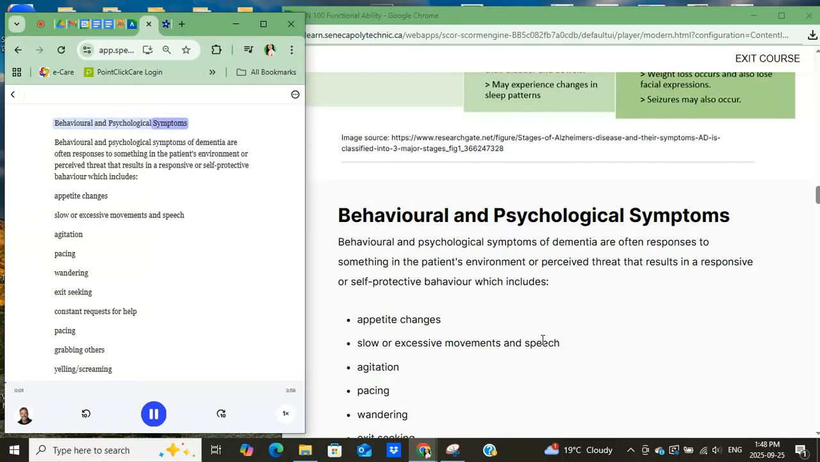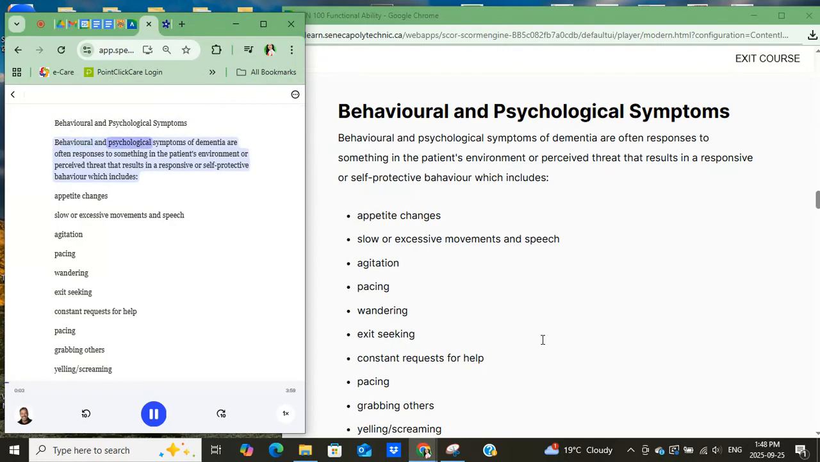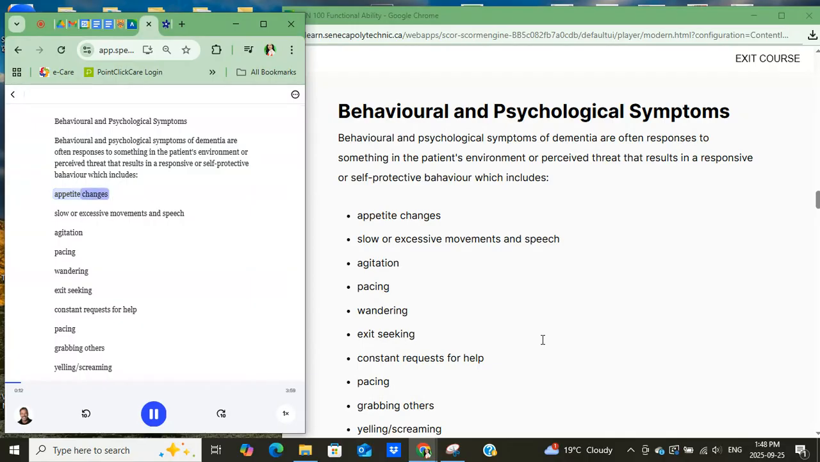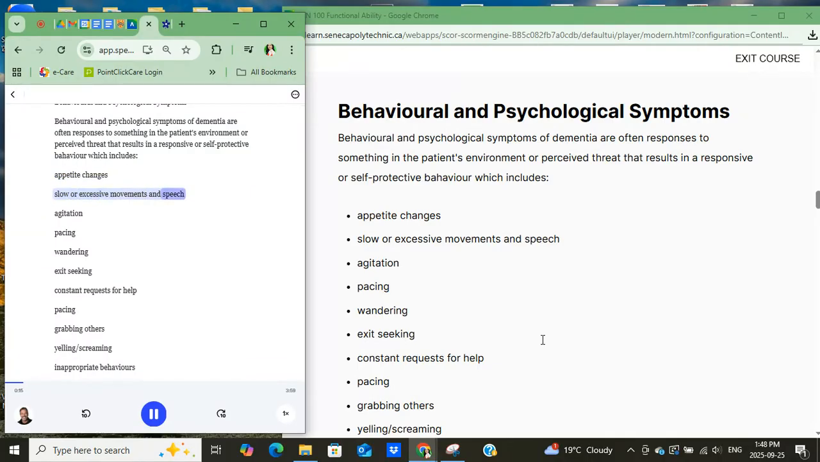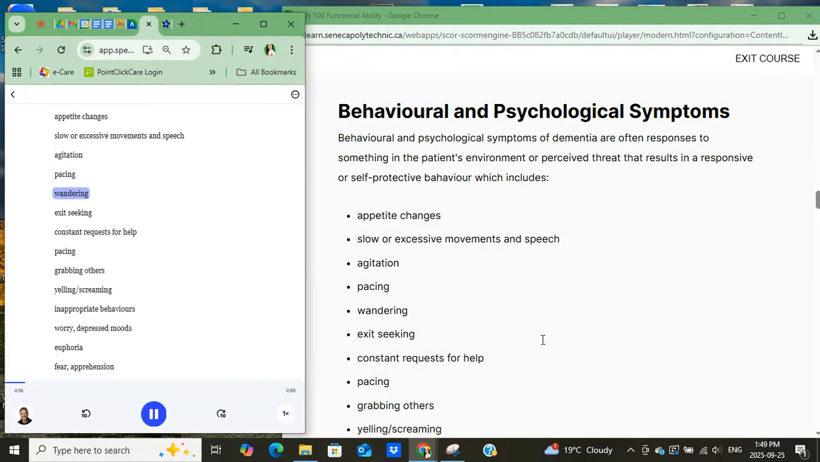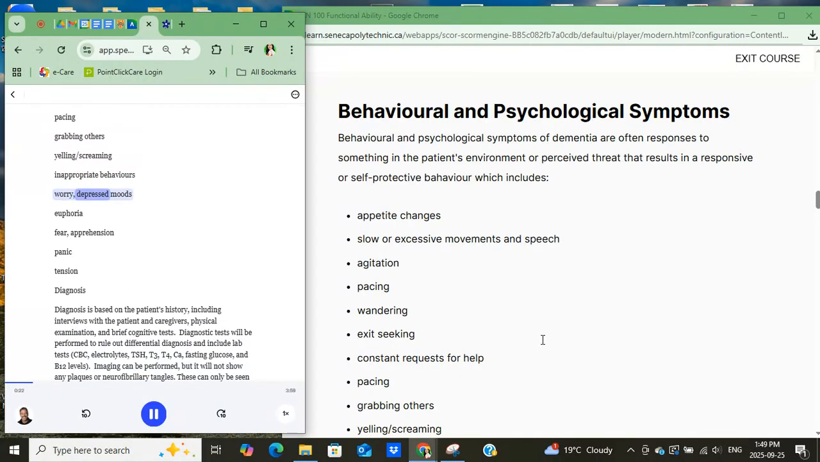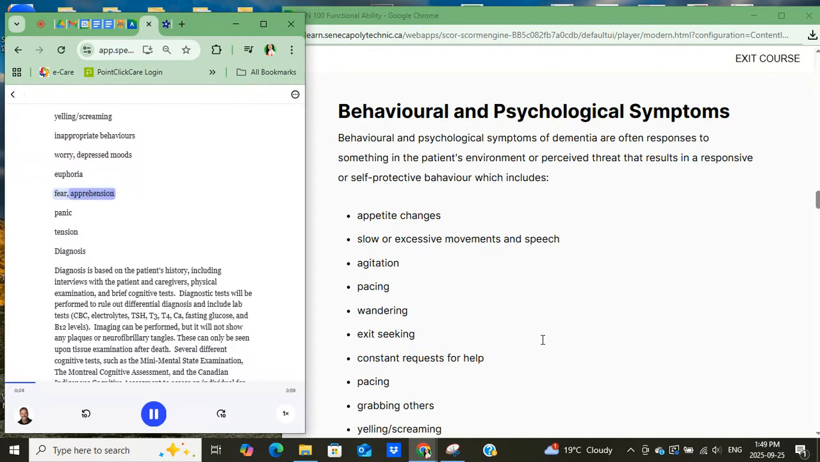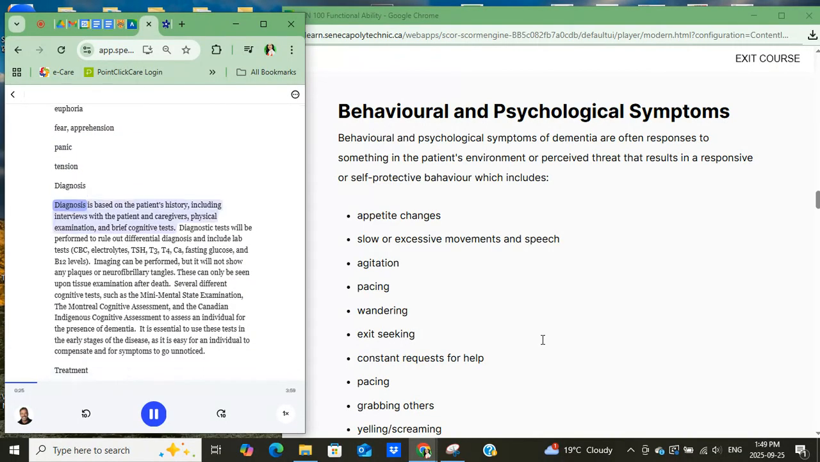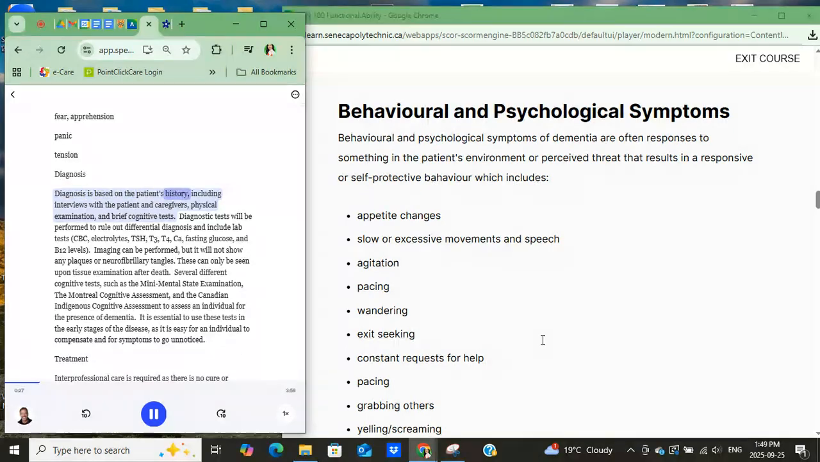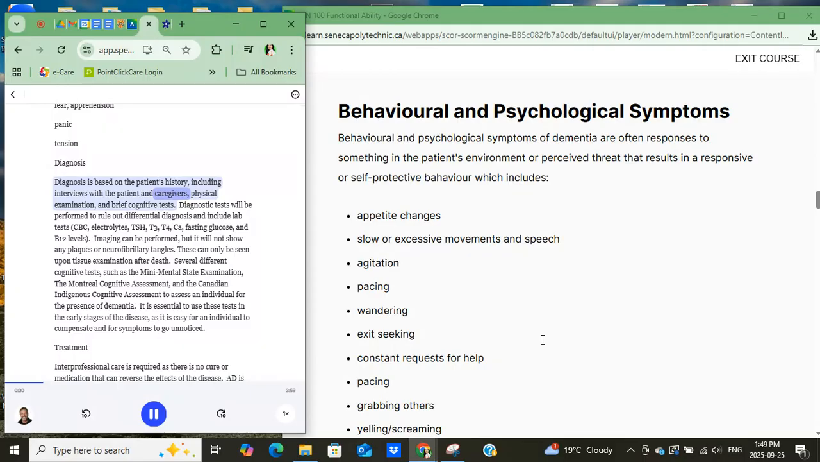Behavioral and psychological symptoms. Behavioral and psychological symptoms of dementia are often responses to something in the patient's environment or a perceived threat that results in a responsive or self-protective behavior, which includes appetite changes, slow or excessive movements in speech, agitation, pacing, wandering, exit-seeking, constant requests for help, grabbing others, yelling, screaming, inappropriate behaviors, worry, depressed moods, euphoria, fear, apprehension, panic, tension.